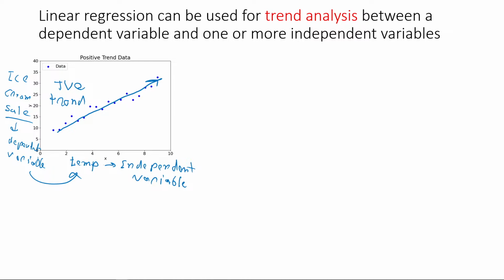Here we only have one independent variable, but you can have many. You could add temperature, that's one of them. You could add rainfall. You can model how my ice cream sale changes with temperature and rainfall. You can also add vacations.